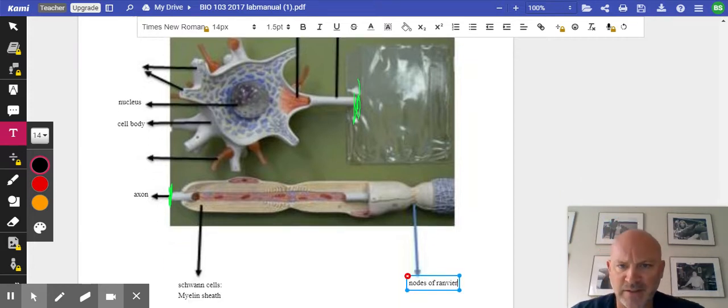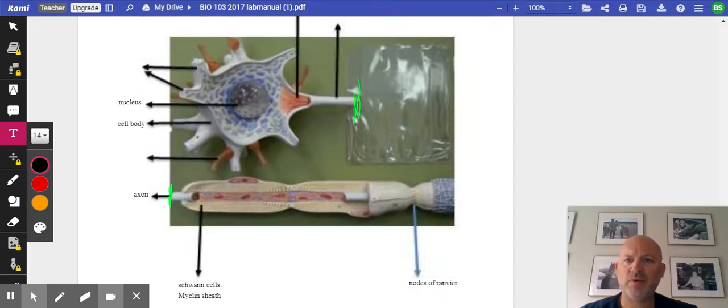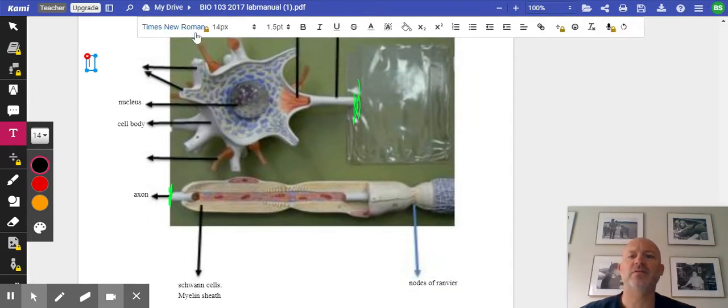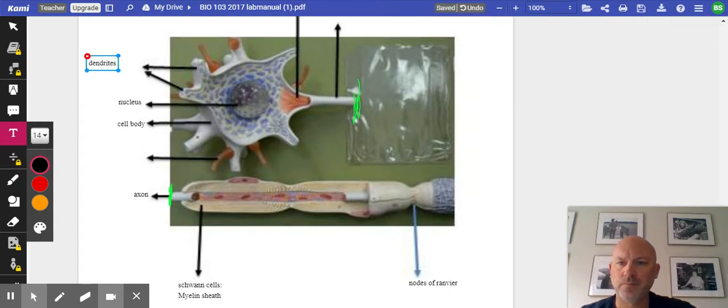If we go back to the cell body, we can see that there are these little hair-like things there, or these little branches, I should say, that extend off of the cell body. And what they're doing is they're looking for signals. They're bringing signals in, all right? These are called dendrites.